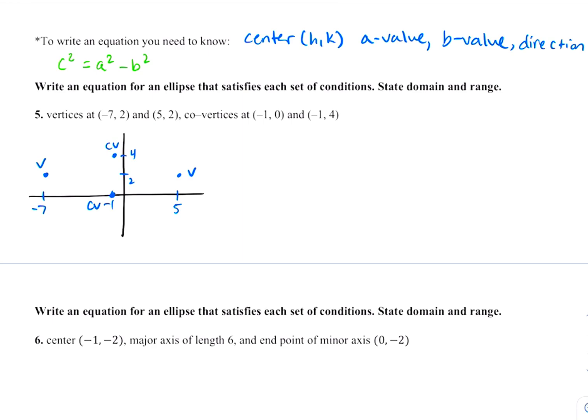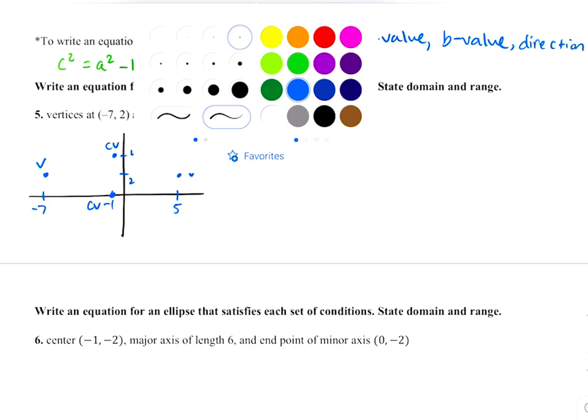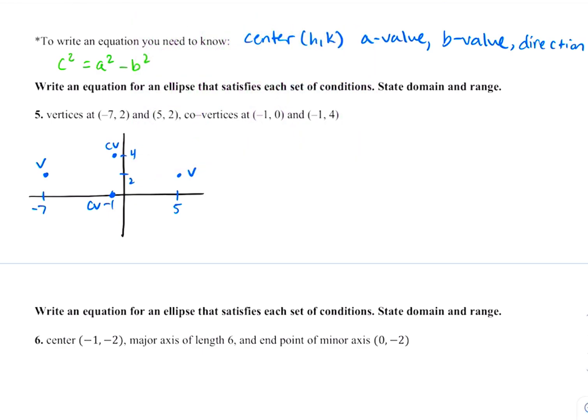My center has to be directly in the middle between the two vertices or the two co-vertices, so it doesn't matter which pair we use. I'm just going to use my co-vertices since they're a little bit closer together. I'm going from 0 on the y up to 4. So this total distance is 4, which means halfway through would be the center, at 2 here. So that means that the center is at -1, 2, so that's my h and k.